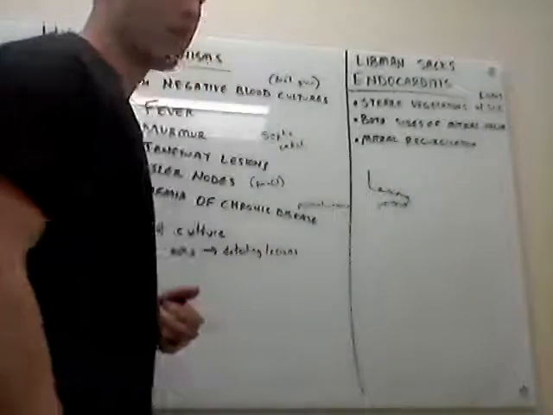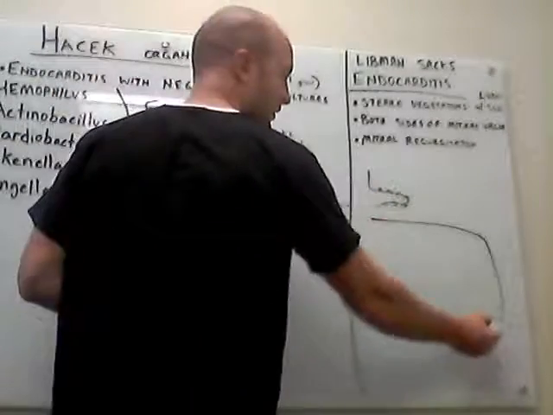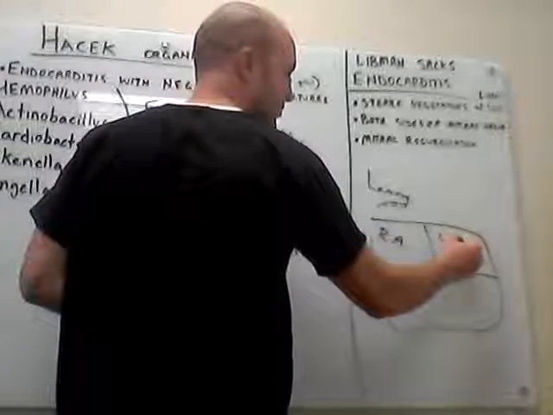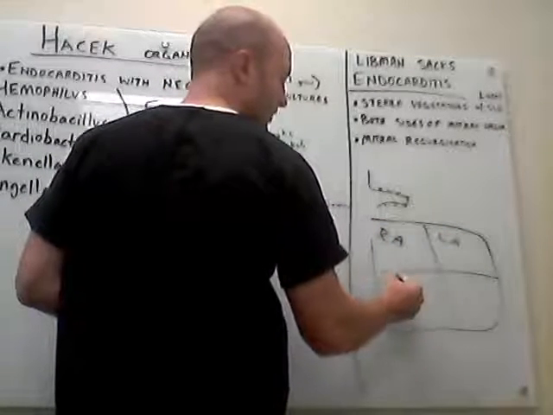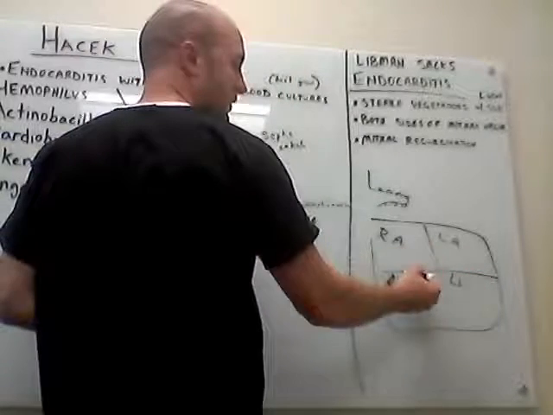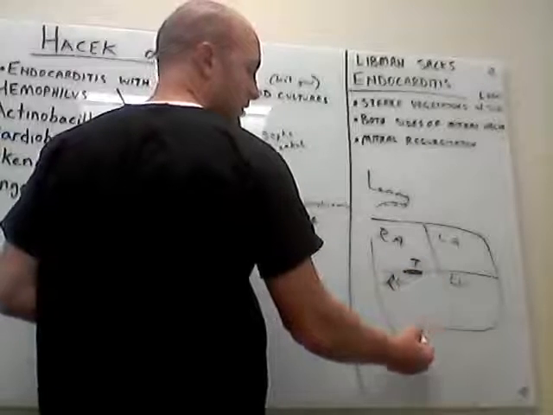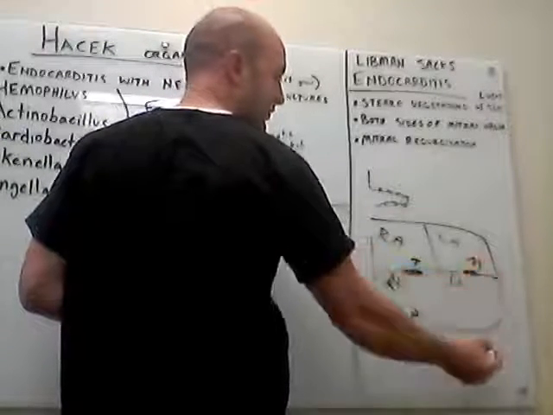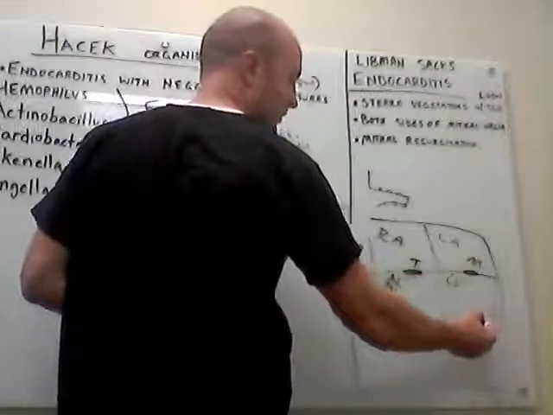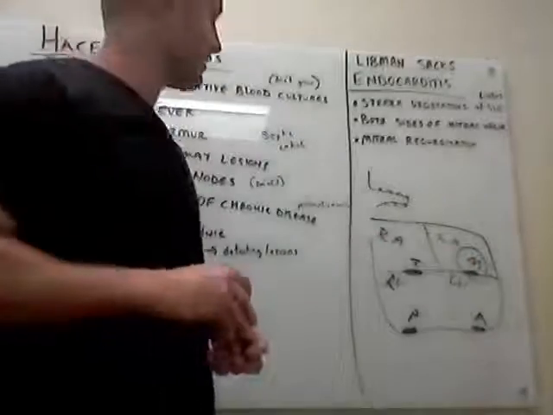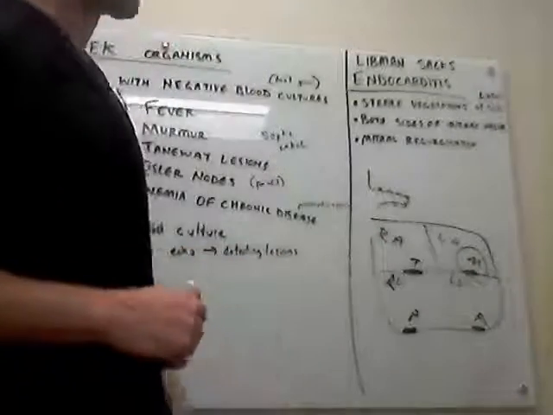If you remember the mitral valve, if you've got the heart, right atrium, right ventricle, left ventricle. This is the tricuspid valve. This is the pulmonary valve. This is the mitral valve. And this is the aortic valve. So the mitral valve is right there. So that's where these are going to occur. And this results in mitral regurgitation, and that's it.